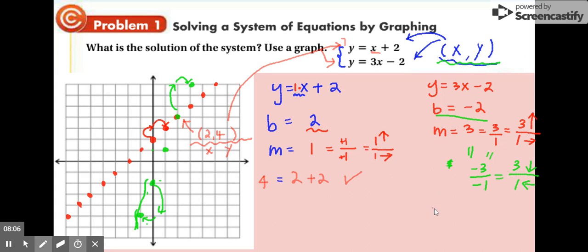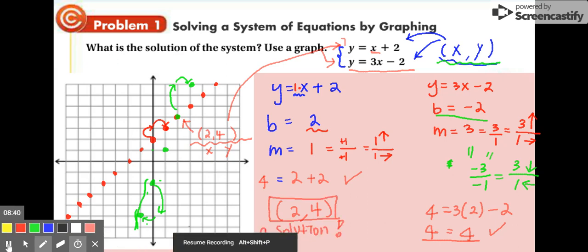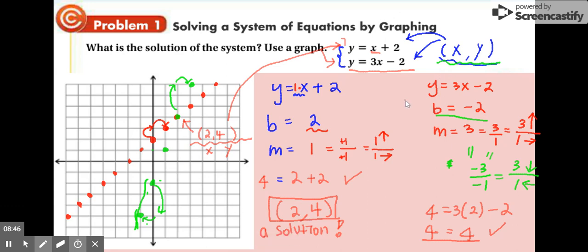And let's plug in here. I'm going to plug in 4 to y, and 3 times 2. I'm plugging into this equation, minus 2. Let's see if it's going to be true. 3 times 2 is just 6. 6 minus 2 is 4. So 4 is equal to 4. True. So 2 and 4 is a solution. Okay, I need to fix this. So 2, 4, this ordered pair is the solution for this system.